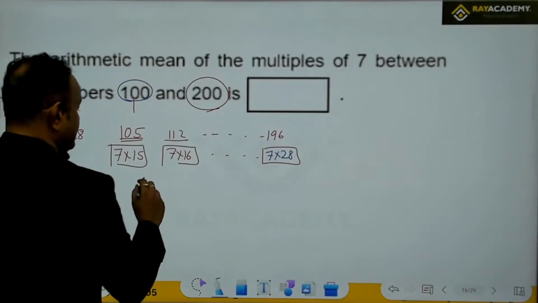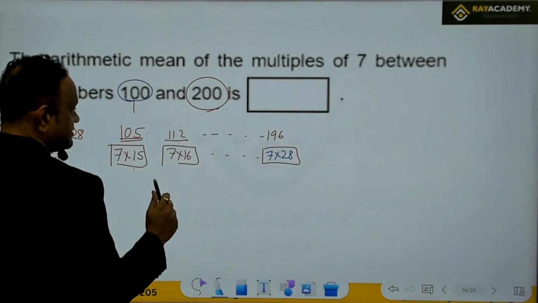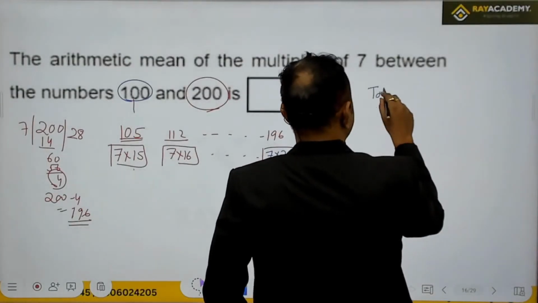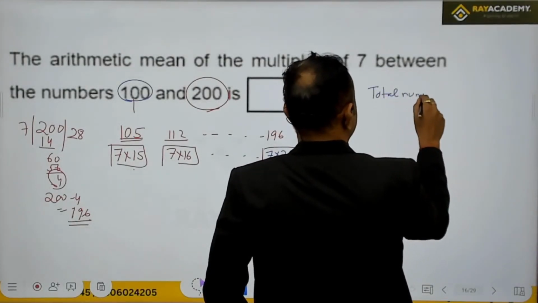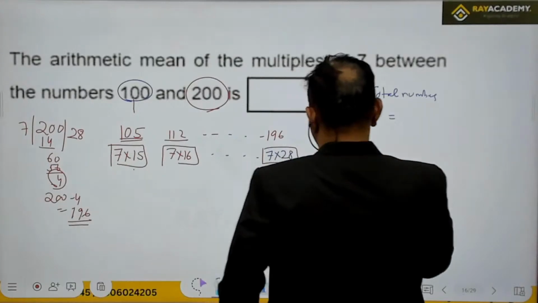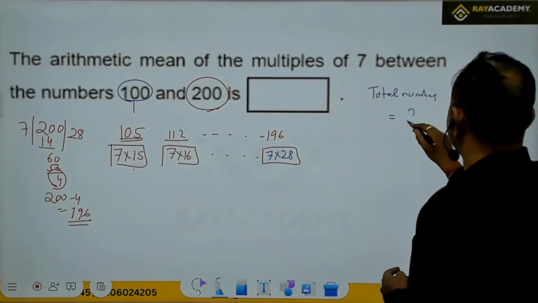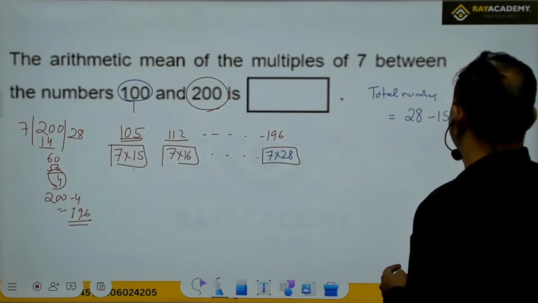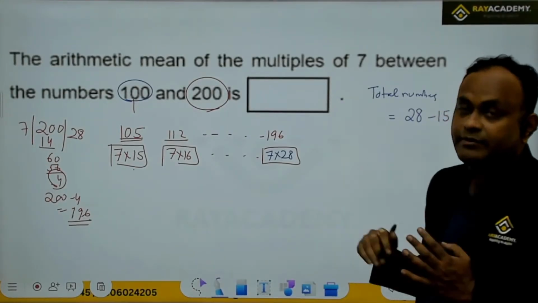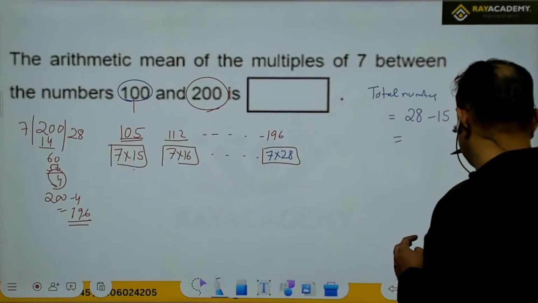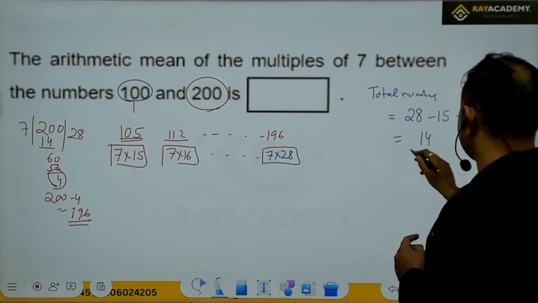So how many numbers are there? The total will be the last count 28 minus the first count 15, plus 1. Always add 1 when counting, this is important. So this is 13 plus 1, that is 14. There are 14 numbers.